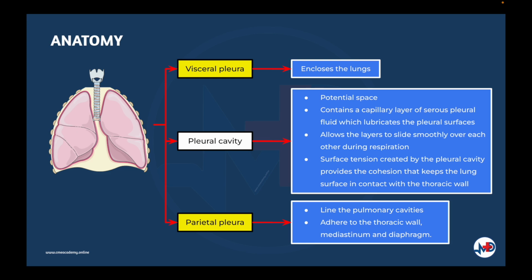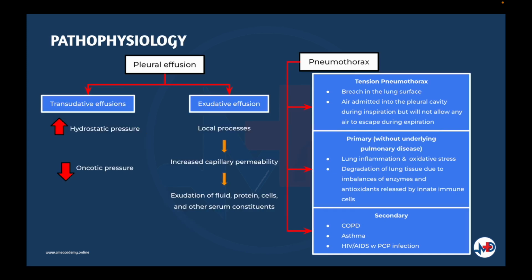It is a potential space between the visceral and the parietal layers of the pleura, and it contains a capillary layer of serous pleural fluid which lubricates the pleural surfaces and allows the layers to slide smoothly over each other during respiration. Surface tension created by the pleural cavity provides the cohesion that keeps the lung surface in contact with the thoracic wall.